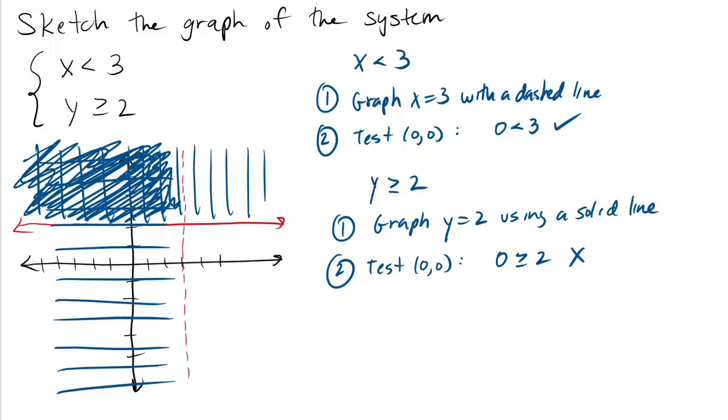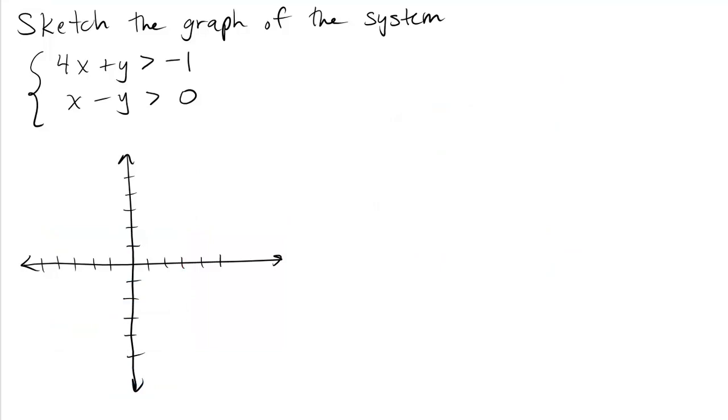Let's try one with a little more bite to it. In this example, we also have 2 lines, but this time they're not horizontal and vertical, they're going to be slanted. We're going to sketch the graph of the system 4x plus y is greater than negative 1, and x minus y is greater than 0. So starting with 4x plus y is greater than negative 1. We're going to start by graphing 4x plus y equals negative 1, and we're going to use the dashed line.